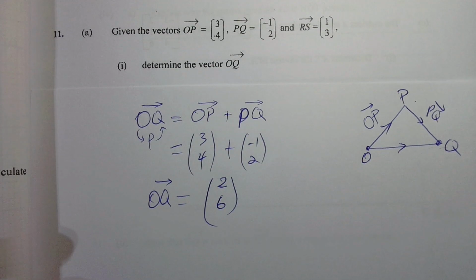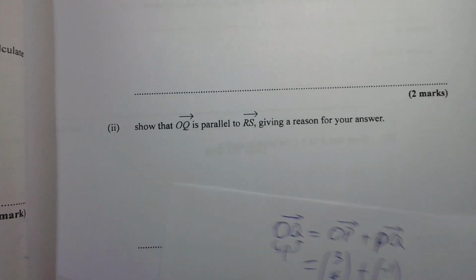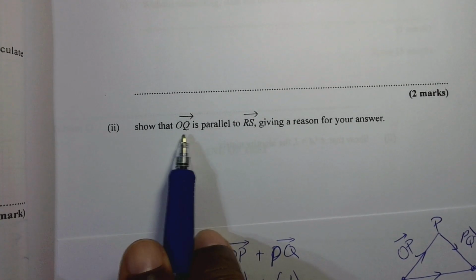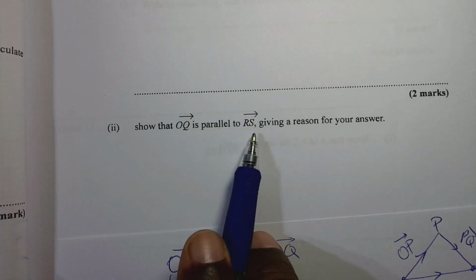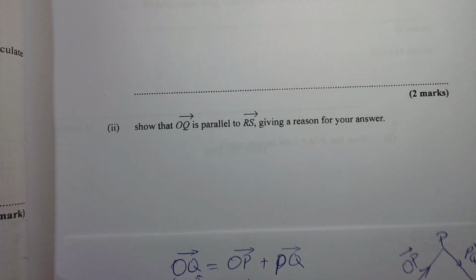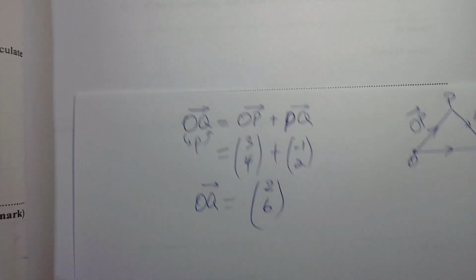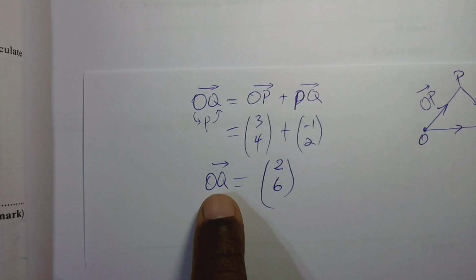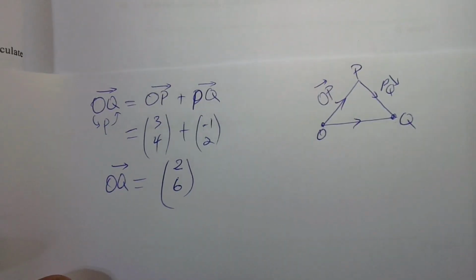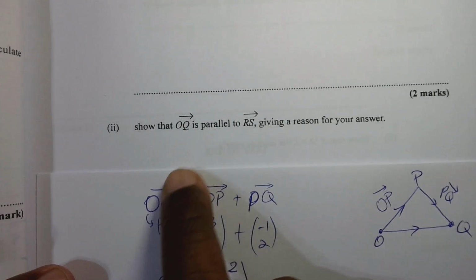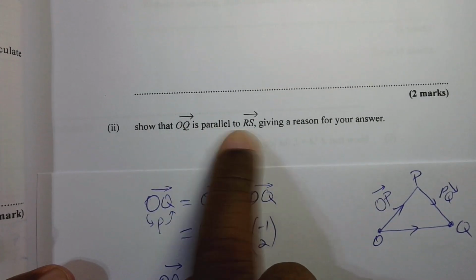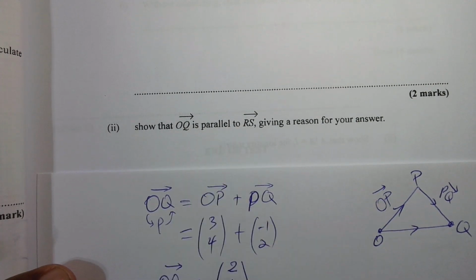So we have completed the first one. And the second part asks us to do what? It says to show that the vector OQ is parallel to RS, giving a reason for your answer. So there is some vector RS that is parallel to OQ. And the thing about vectors that are parallel is that one is a scalar multiple of the other. So we have to just prove that one of these vectors is a scalar multiple of the other.